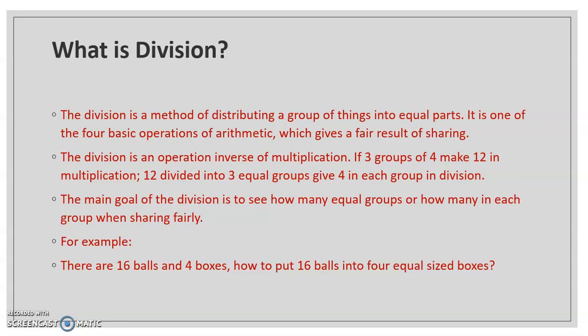3. That's good. The main goal of division is to see how many equal groups, or how many in each group, when sharing fairly. For example, there are 16 balls and 4 boxes. How do we put 16 balls into 4 equal groups? That's 16 divided by 4, meaning 4 groups. So each box takes what? 4 balls.